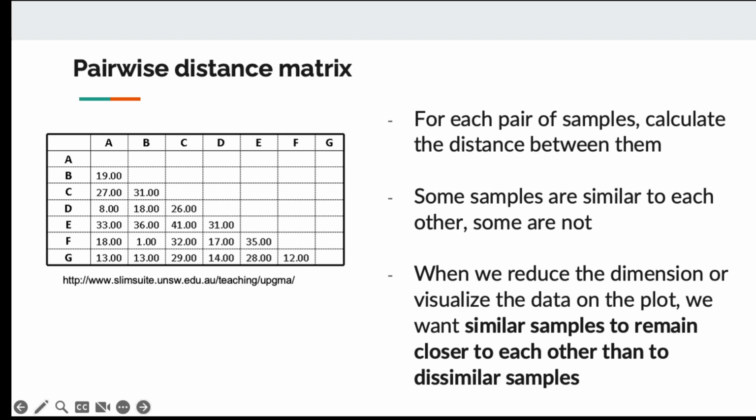We might want to see A and D also near each other on the screen because they are similar. But A and B, we want to see them further apart. We want to know that they are not from the same group, probably not from the same cell type, for example. So we have some criteria. A good visualization or a good dimensionality reduction result should preserve the similarity between our samples to be the same or similar to this kind of pairwise distance matrix.